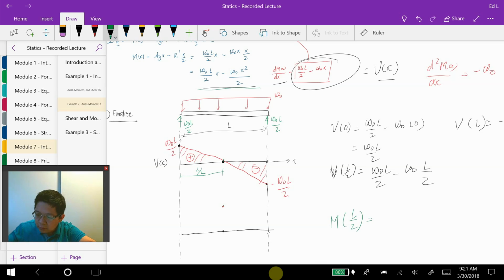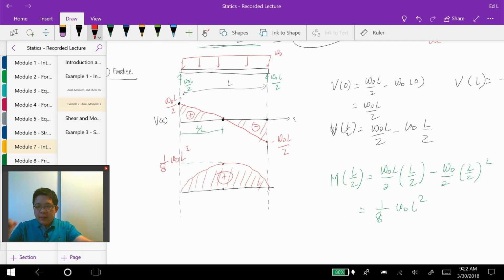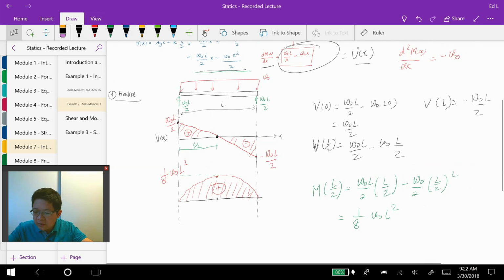We have w naught L over 2 times L over 2 minus w naught divided by 2 times L over 2 squared, and if you perform this calculation, you will obtain 1/8 w naught L squared. So the value right there is 1/8 w naught L squared, and if I draw the second order curve, it will look like this. Alright, I think that's it for this problem.